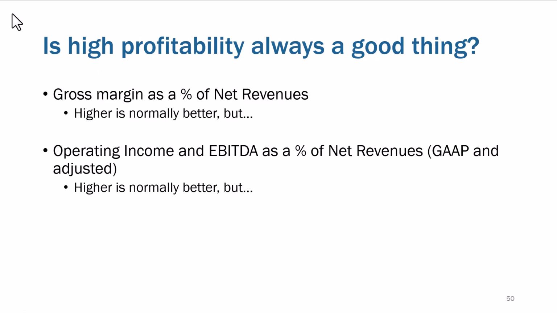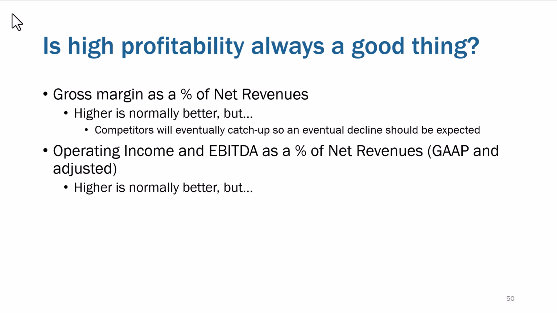As with all these, we always have to look: is high profitability always a good thing? In theory, we would want high gross margins compared to net revenues, but we have to expect that competitors are eventually going to catch up. So we are going to have a decline at some point in time. And in theory, operating income and EBITDA margins being higher is a good thing, except maybe are we not selling enough stuff? Could we increase turnover? Should we be lowering prices a little bit to get more turnover? Maybe we would have lower margins, but we would make up for it on the turnover side and be better overall as a company.